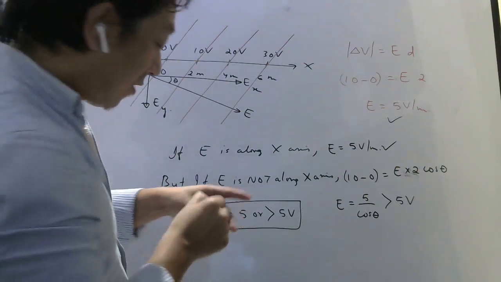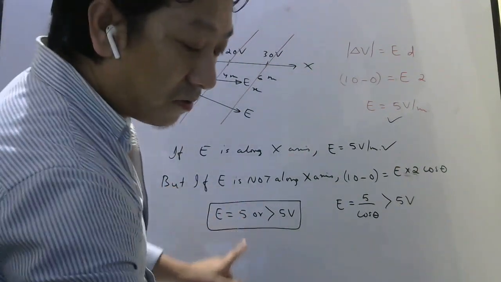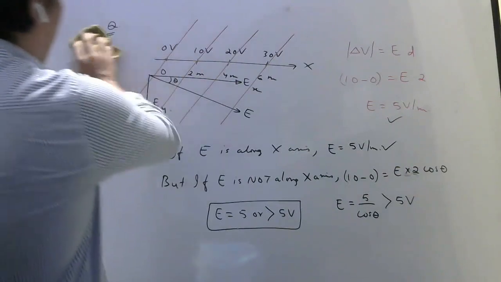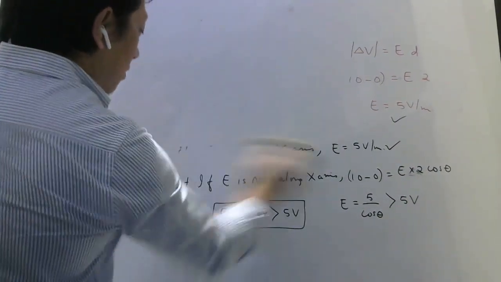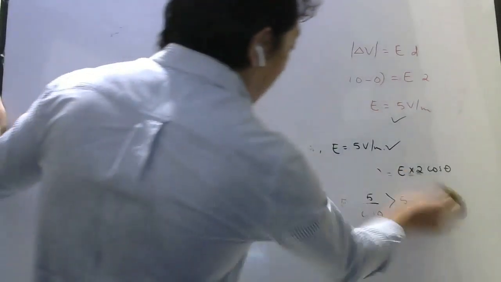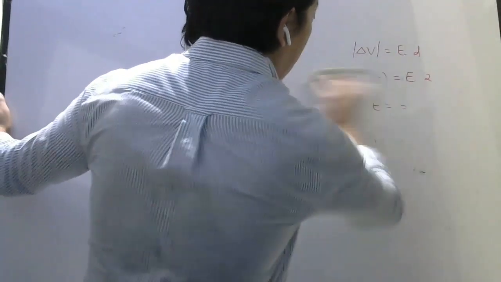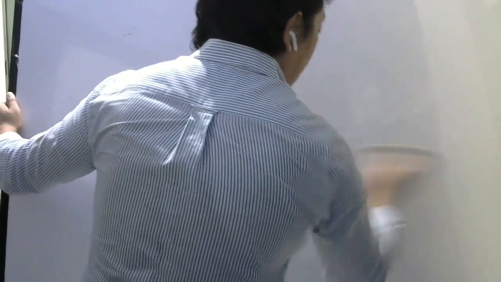Okay, students, so be very careful. So the answer was not 5 volt. It is 5 volt, or it can be more than 5 volt. So this is a question I have taken from the H.C. Verma textbook. Okay. So I hope everybody understood this. Next thing is, so this is the one concept I wanted to revise.